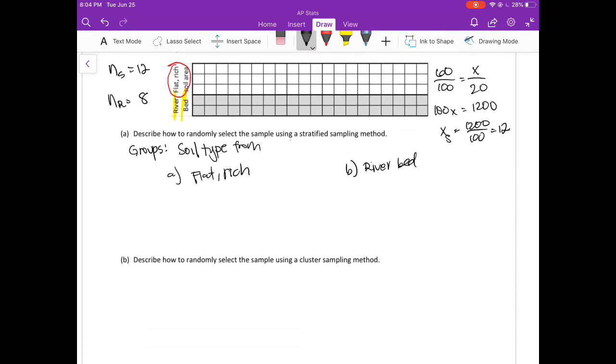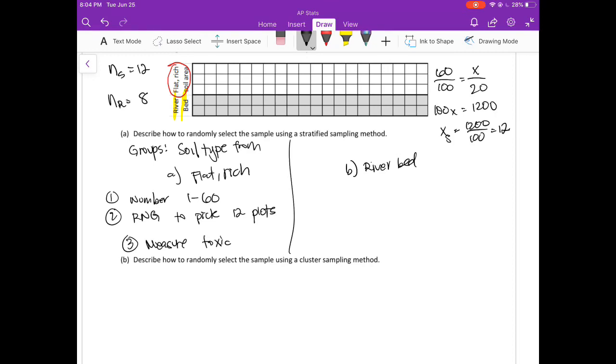Okay, so starting with our flat, rich soil, first step is number from 1 to 60, because there's a total of 60. Use a random number generator to pick 12 plots. So remember, we're finding 12 of them. And 3 is we're going to measure the toxic chemicals in each of those plots.